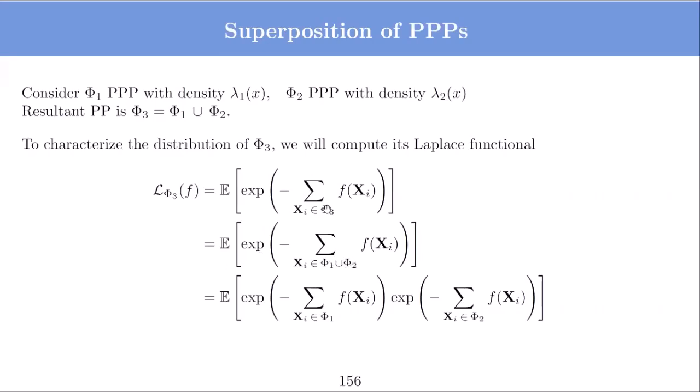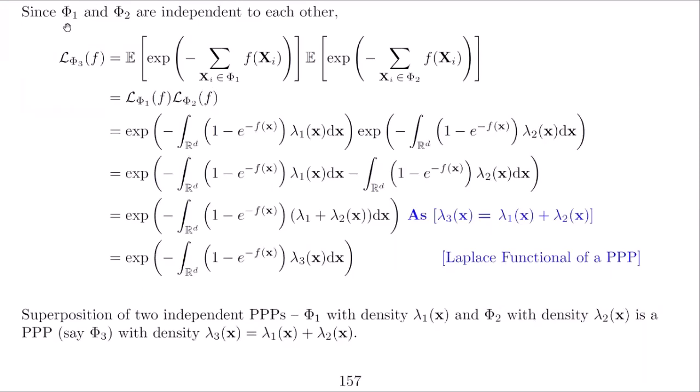Again, this summation can be written as a summation over phi 1 and a summation over phi 2. Because it's an exponential term, I can break it into a product: exponential of minus the summation over all points of phi 1, and exponential of minus the summation over all points of phi 2. Now, since we assume phi 1 and phi 2 are independent, I can break the expectation of this product into two parts. One is the Laplace functional of phi 1, and the other is the Laplace functional of phi 2. Because I know phi 1 is a PPP, its Laplace functional is given by this formula. Similarly, the Laplace functional of phi 2 is given by this formula.